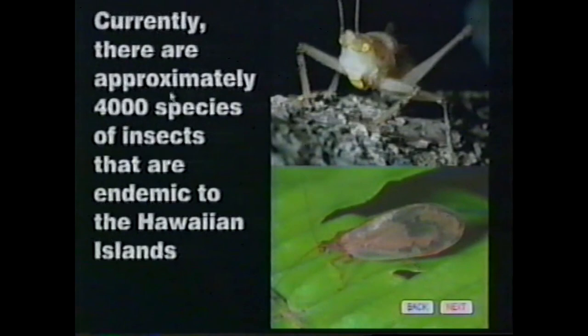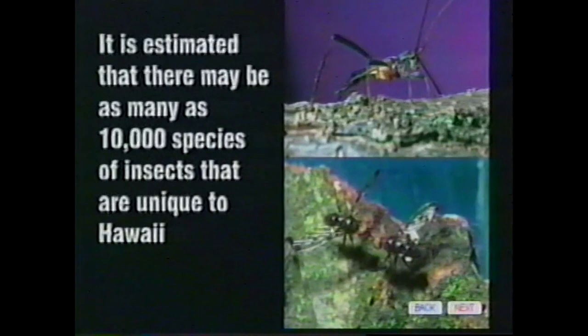Before that, there's approximately 4,000 species of insects, maybe a little bit more, maybe close to 5,000 species of insects that are endemic to the Hawaiian Islands, found only in the Hawaiian Islands. However, it's estimated that there may be as many as 10,000 species of insects that are unique to the Hawaiian Islands. So for the insect group as a whole, we still have a long way to go as far as naming and describing these insects.